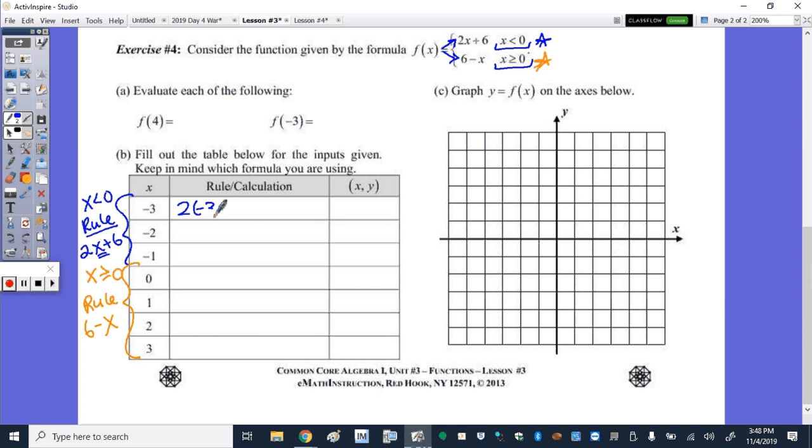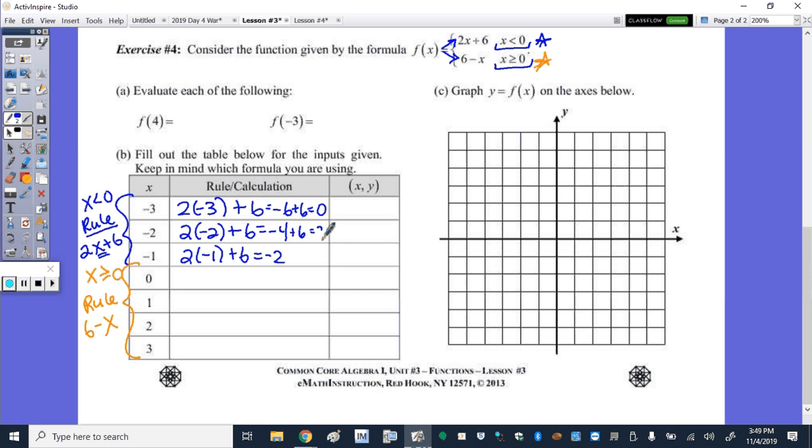I didn't write very nicely. Add 6. Double negative 2, add 6. Double negative 1, add 6. Well, this ends up being, I'm going to do all the doubles first. Double negative 3 is negative 6. Double negative 2 is negative 4. Double negative 1 is negative 2. And now when I add 6, we get 0.